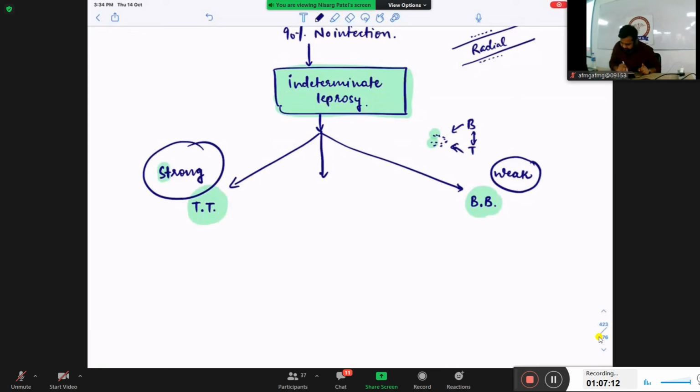Okay, sorry, I made a mistake. B cell immunity means it is the LL type. Why LL type? I will tell you. Let me correct here. This B cell immunity means the type is LL. So what is the meaning here? It is lepromatous leprosy. The immunity is a B cell immunity. So the type is LL.